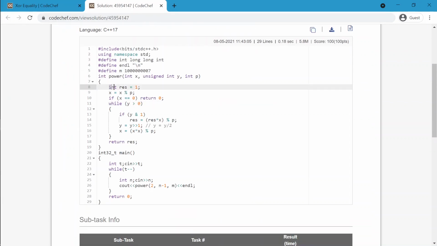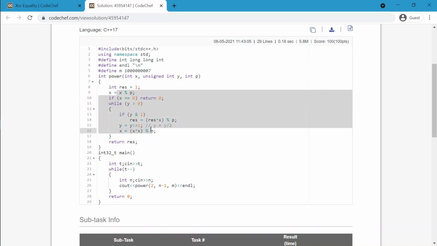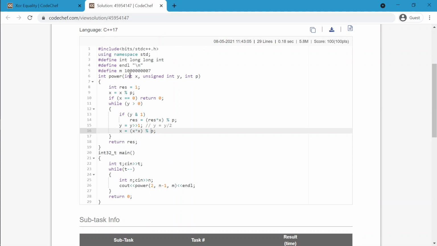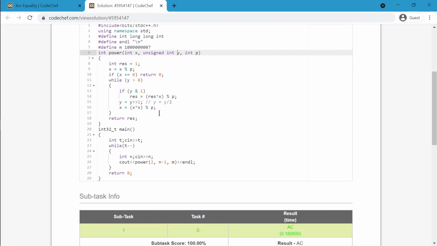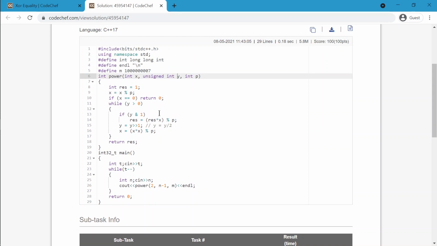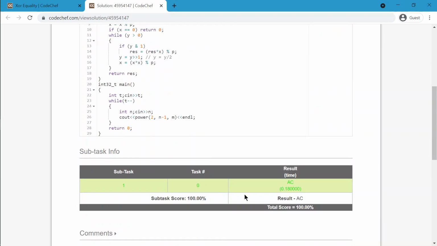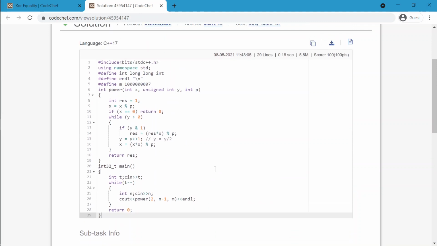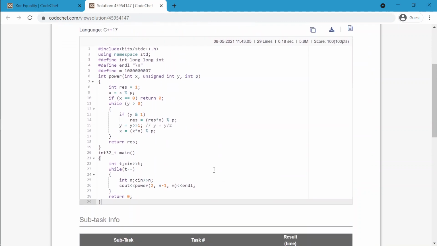This is generally the modular exponentiation I have done over here, that is, at the same time I am finding the power, and at the same time I am taking the modulo of the intermediate power result. It takes log n time. That is, if the power is y, then it will take log y time. So it is very fast and will not give you TLE. As you can see, I got the AC result. You can see the solution code also, and I will provide the solution code in the link in the description.